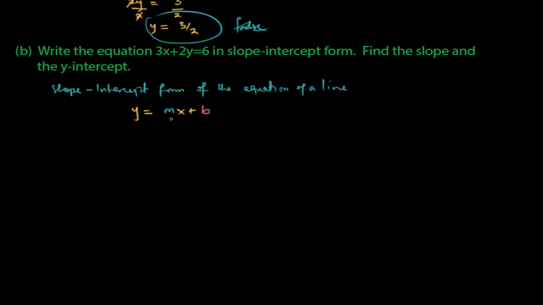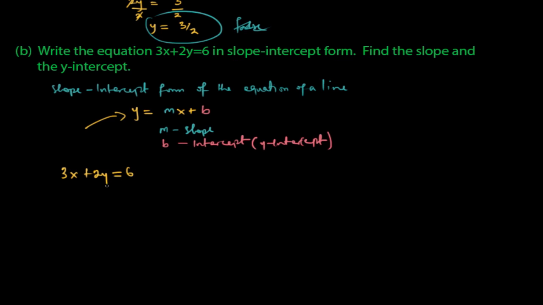Where m is the slope and b is the y-intercept. Anyhow you want to write it, b is the y-intercept. So we're told to write the equation we're given, 3x plus 2y equals 6, in the slope-intercept form, which is this form here. So we need to rewrite it in this format.